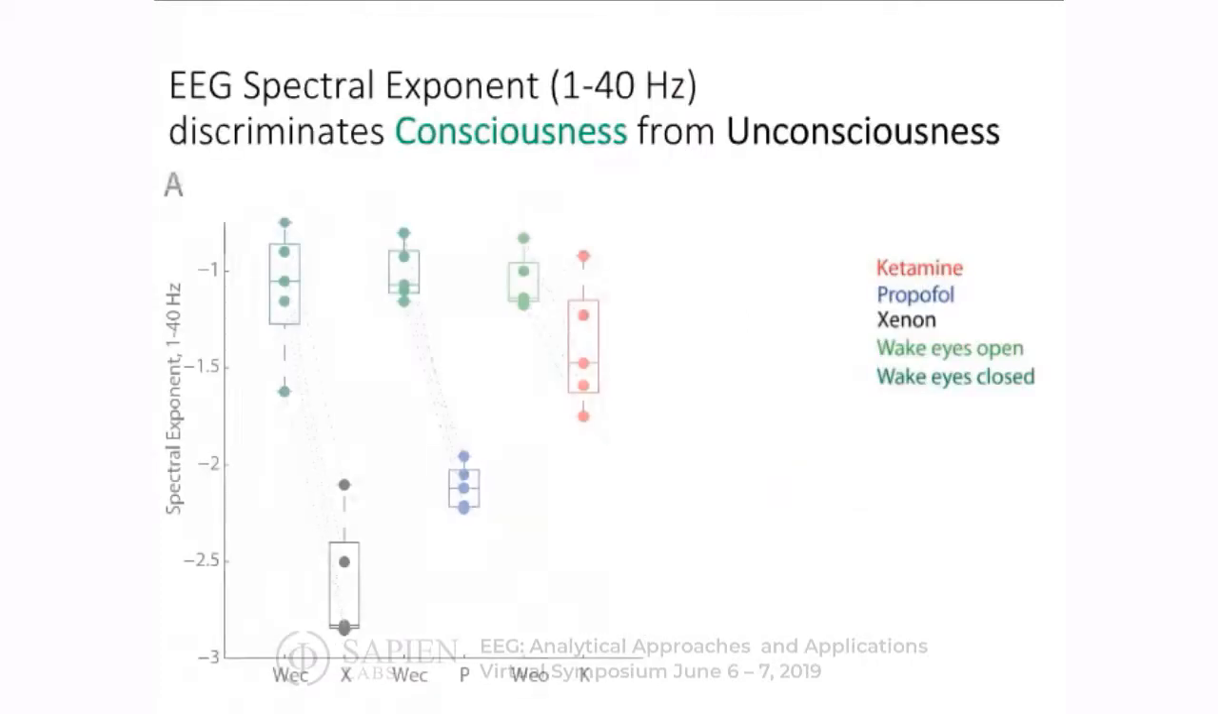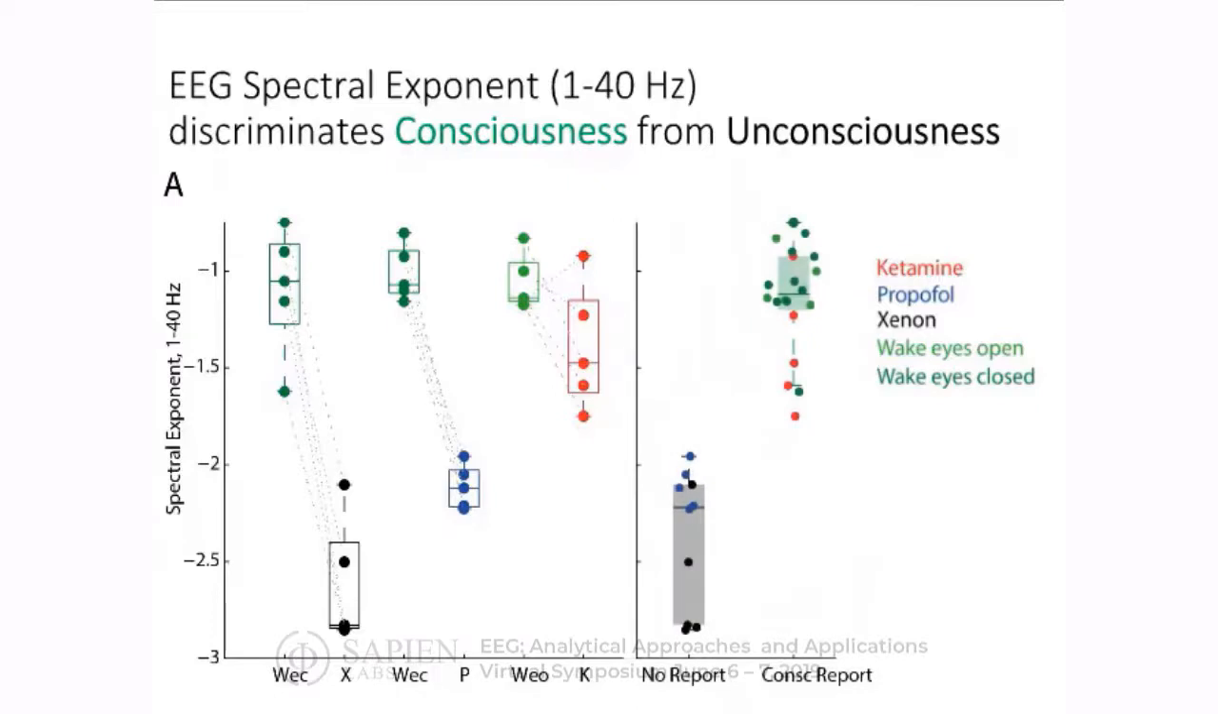Now, when we apply the spectral exponent, we see that indeed there is a region around -1 to -1.5 that is occupied by all the wakefulness data points and by ketamine. And strikingly, when xenon and propofol anesthesia is done, the spectral exponent becomes much more negative, indexing a much steeper PSD decay.